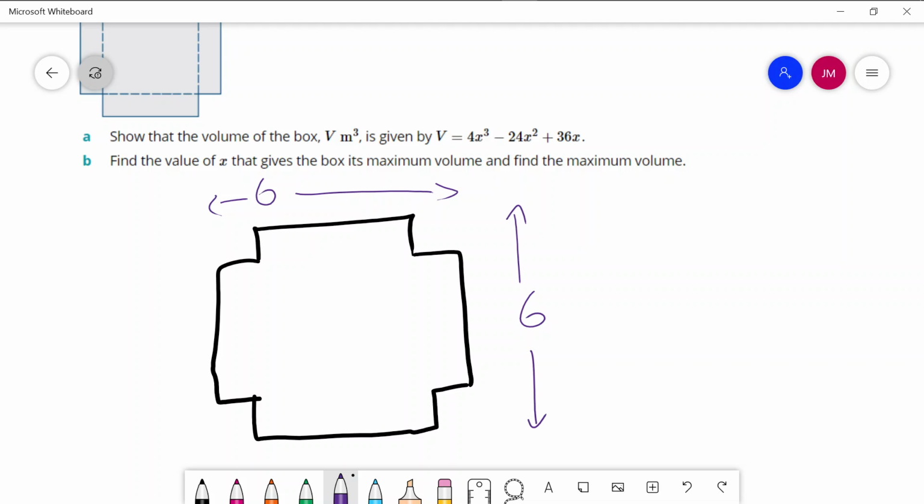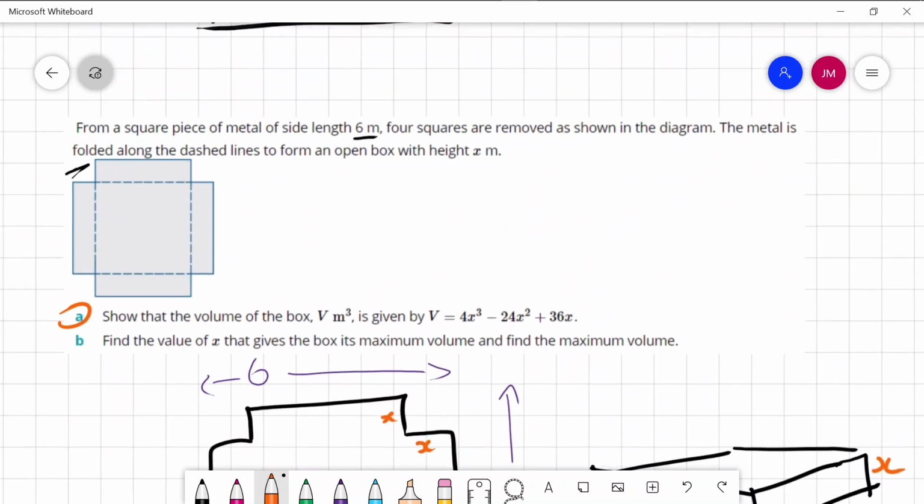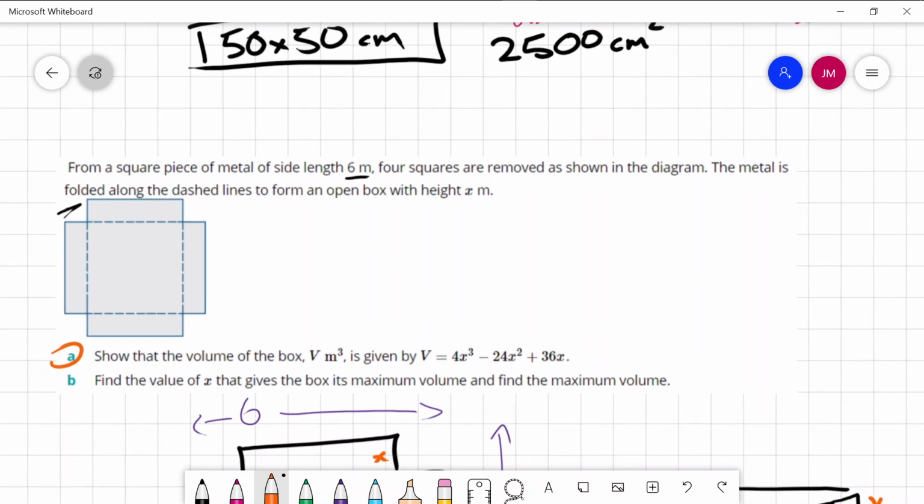And then when they cut it out, they cut out x amount, because when we fold it up, we have a height of x. There it is. So that's what our box looks like. So the first question says, show that the volume V is given by this formula. So let's just work out V and see if we get the same answer.